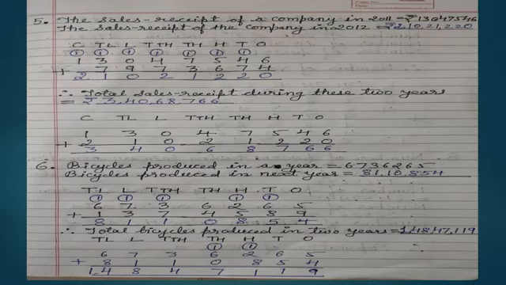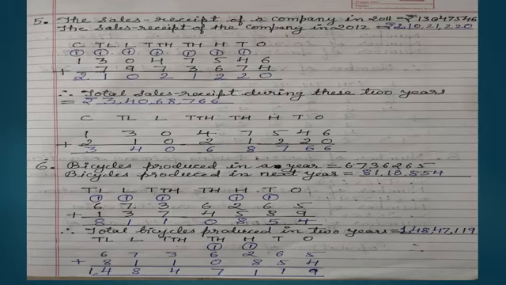Now look at question number 5. The sales receipt of a company during the year 2011 was rupees 1 crore 30 lakhs 47,546. Next year it increased by rupees 79 lakhs 73,674. What was the sales receipt of the company in the year 2012 and what was the total sales receipt of the company during these 2 years?